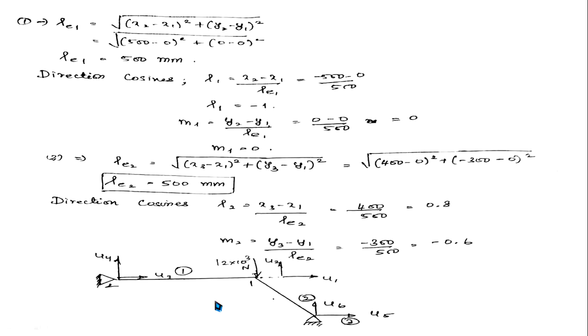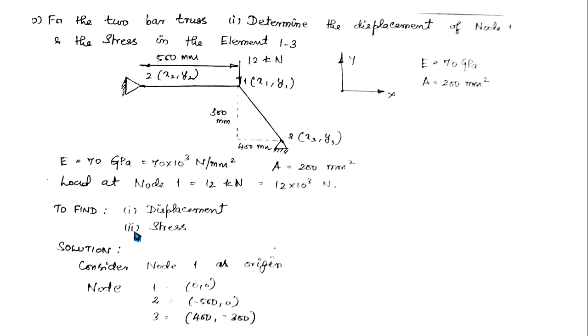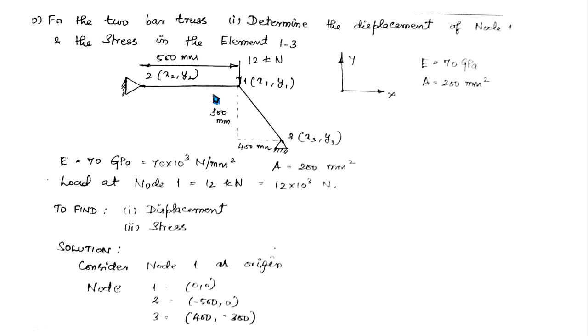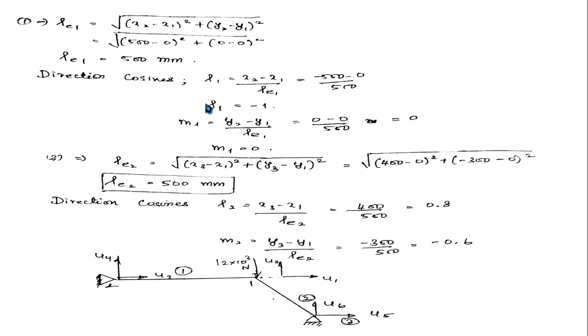Once you know the coordinate values, you can straight away calculate the equivalent length of element 1 and 2. This is element 1, this is element 2. What is the equivalent length? You know the coordinate value of the start of the line and the end of the line. We call this the length of the element: root of x2 minus x1 the whole square plus y2 minus y1 the whole square. We have all the coordinate values, substitute, and you get LE1, the equivalent length of element 1.